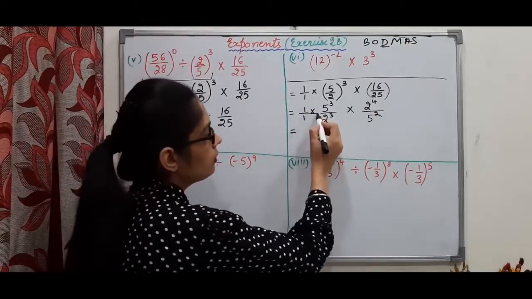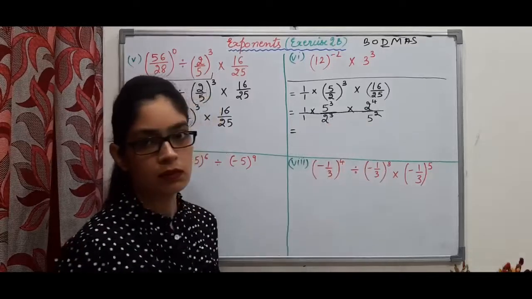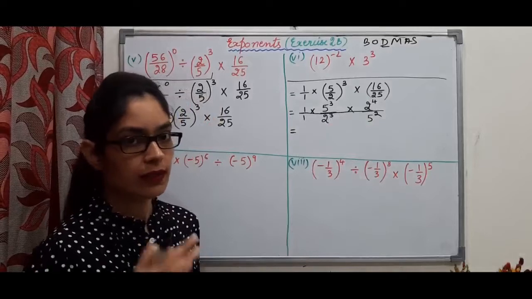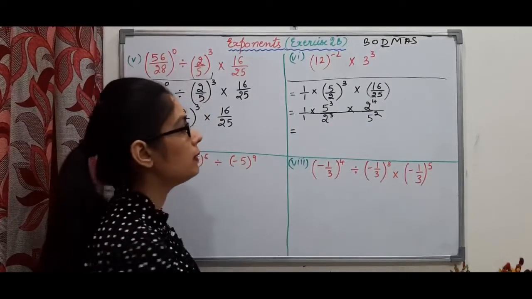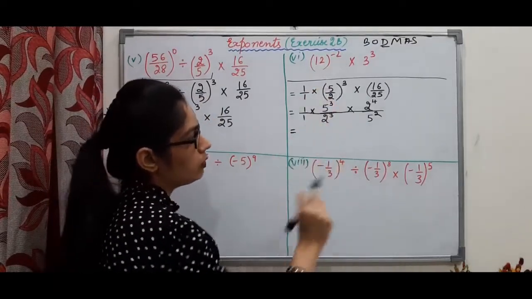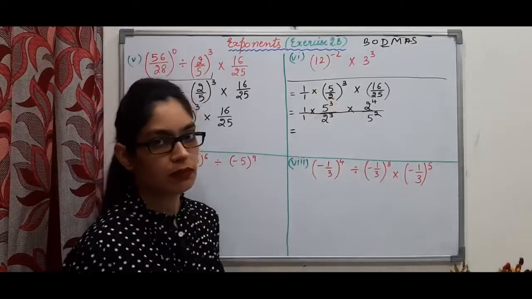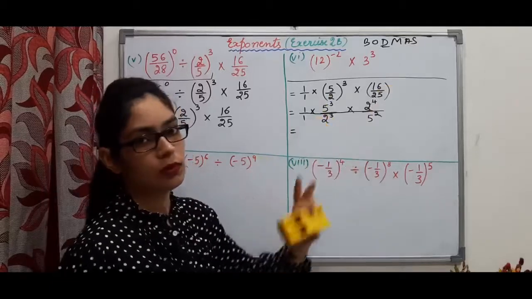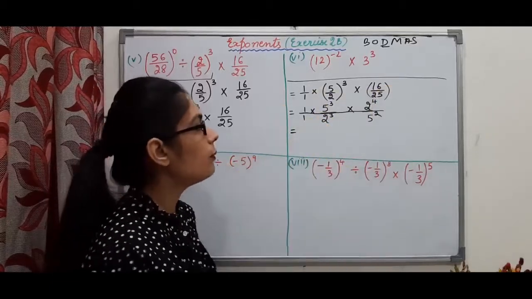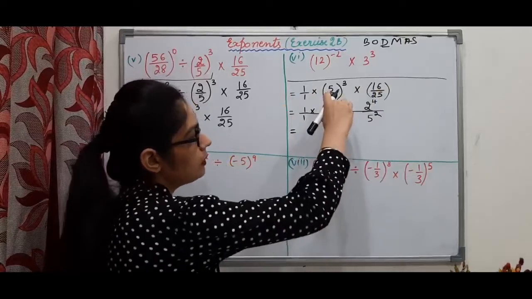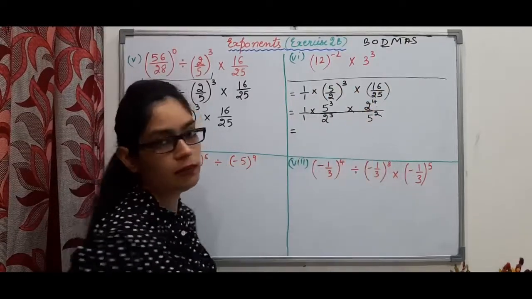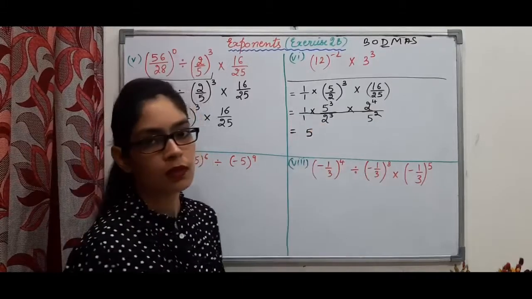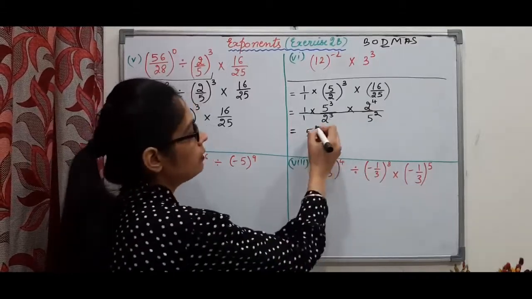So see, it is like this. Here we have to see which bases are same and what is the relation, whether they are getting divided or multiplied. We can see we have 5 also same here. In numerator we have 5, in denominator we have 5, and same 2 also. In numerator we have 2 and in denominator also we have 2. So that means this 5 is getting divided by this 5. Bases are same, so what we can do? We can write base one time and we can subtract the power.